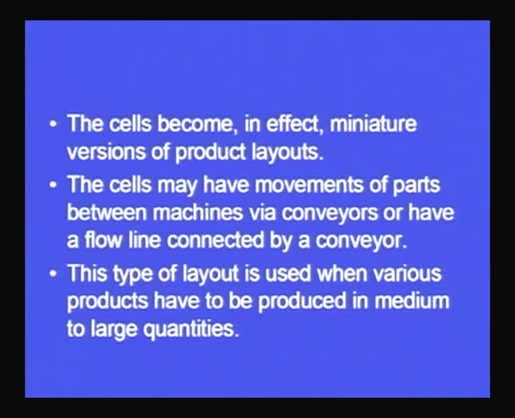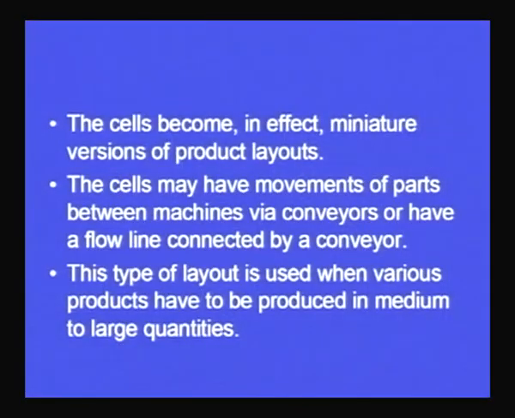The cells then become in effect miniature versions of product layout. Now, these cells which we have identified, one manufacturing cell has been dedicated to one part family, another particular cell has been dedicated to another part family, or a third cell may be dedicated to another type of part family or another type of product. So, these cells then become a type of product layout. If you remember, what do we mean by a product layout? A product layout is a layout in which all the machines are in the processing sequence.